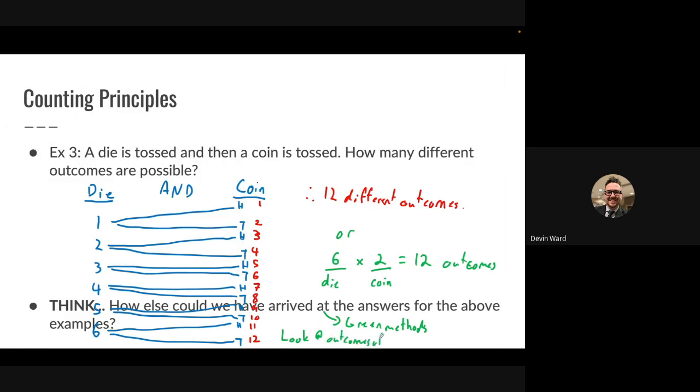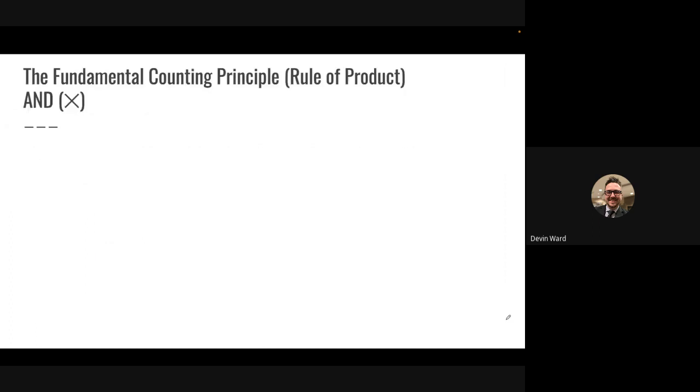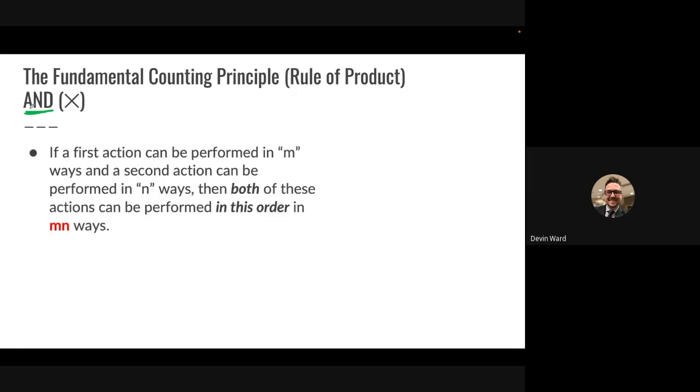Look at outcomes of each event and multiply. Okay, that's what we're doing. We're saying how many different ways can this happen and then multiplying everything together. This is our fundamental counting principle, or the rule of product. These are questions that are going to have "and" in them. If something happens and something else, then we multiply together.